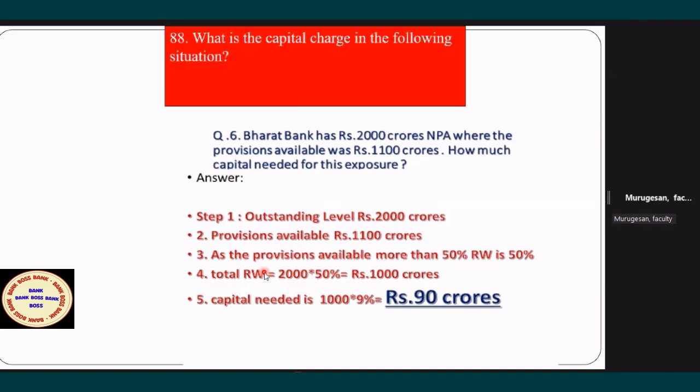88. The question is, what is the capital charge in the following situation? Is it indirectly they are giving? They will not give directly, indirectly. To answer the question, you should have the background information.